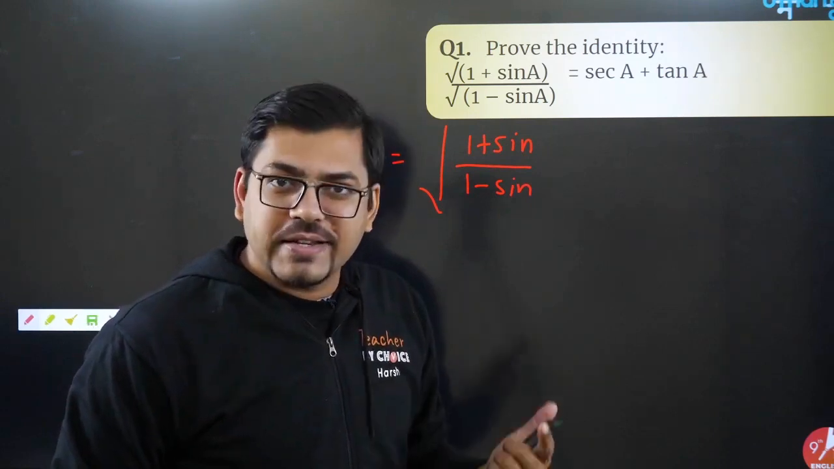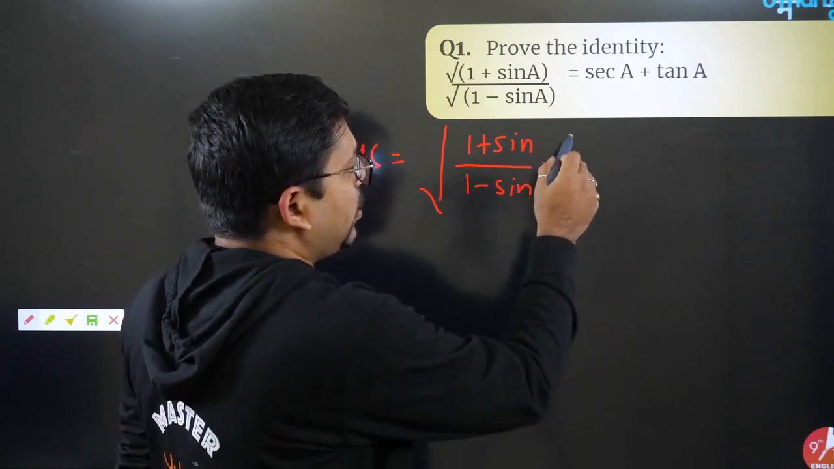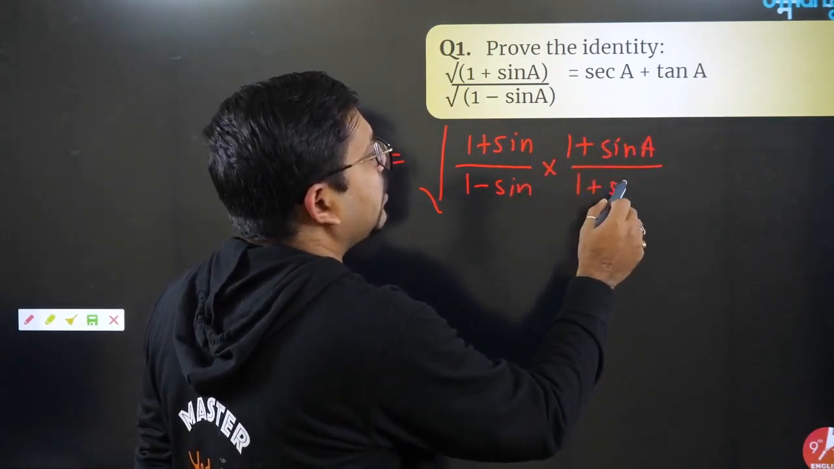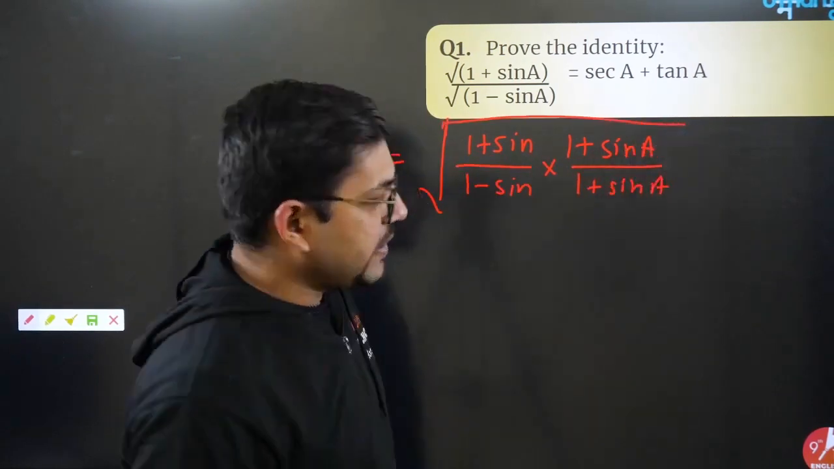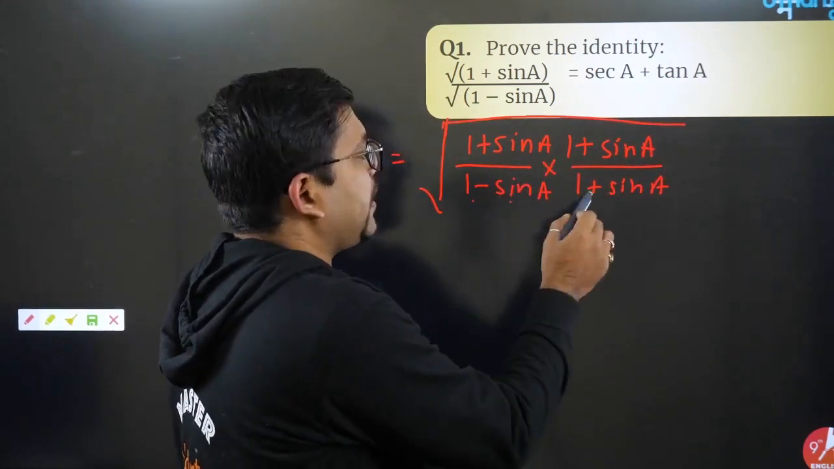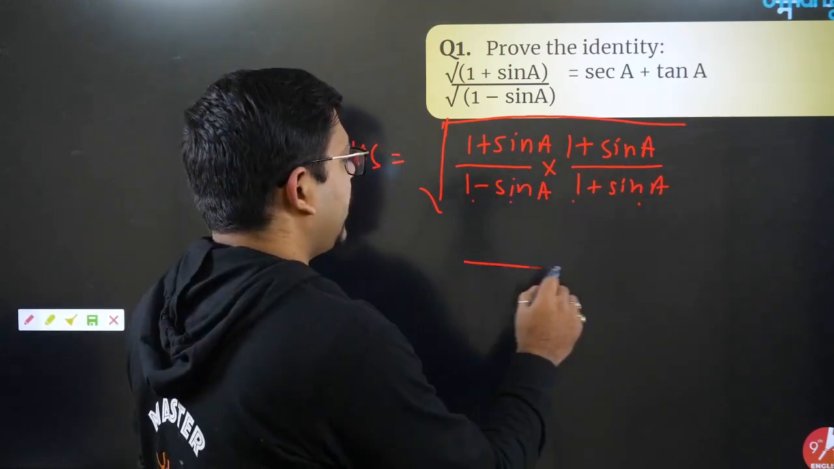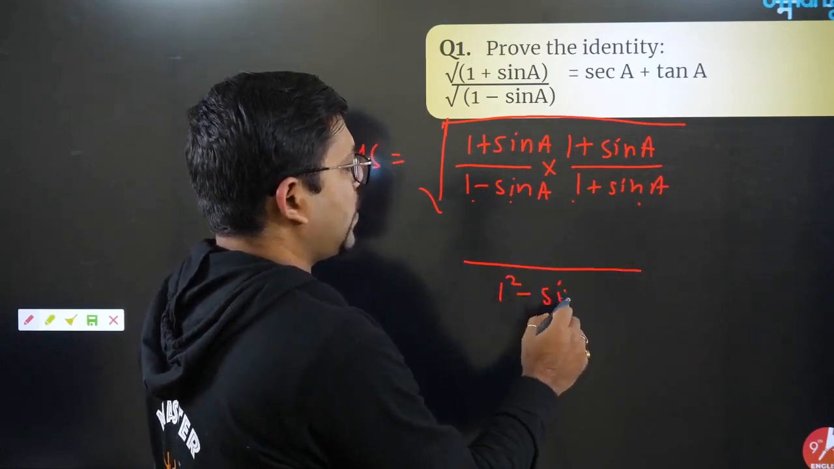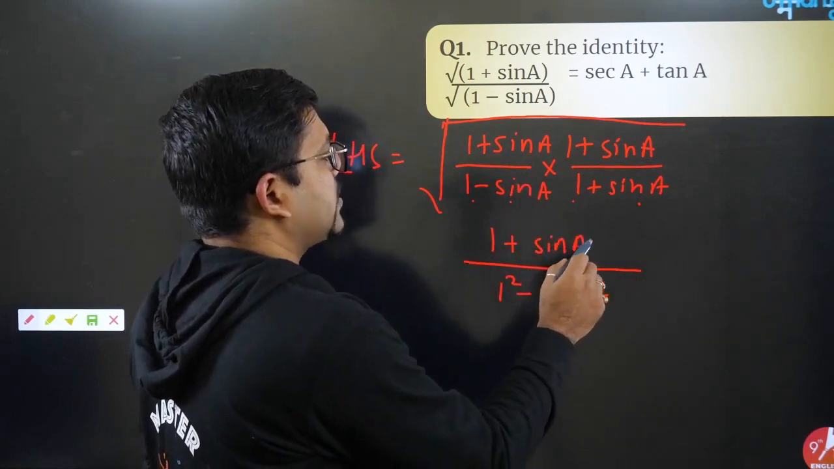So why don't you rationalize the denominator? If you have a minus b, you need a plus b. That is, multiply by 1 plus sine a upon 1 plus sine a, and everything is in root. A minus b into a plus b is a square minus b square. So very easily you will get 1 square minus sine square a in the denominator, and in the numerator you will have (1 plus sine a) whole square.